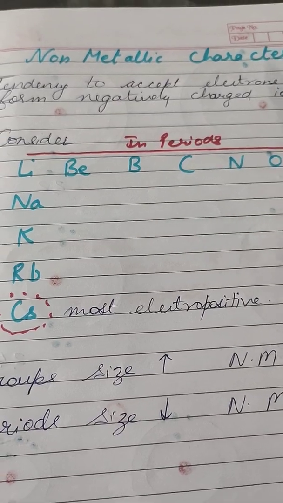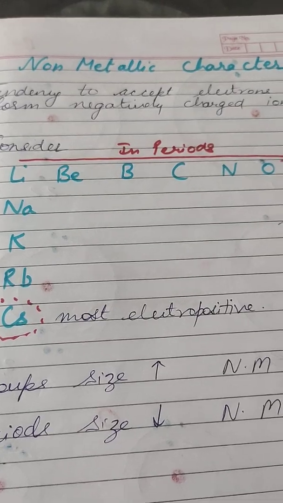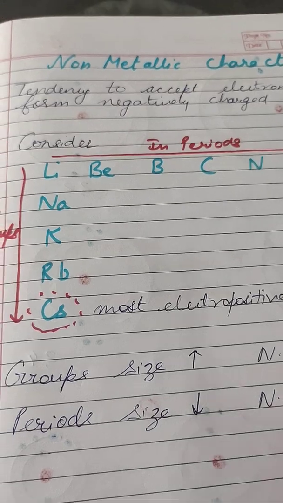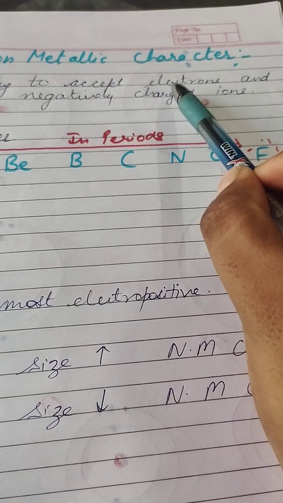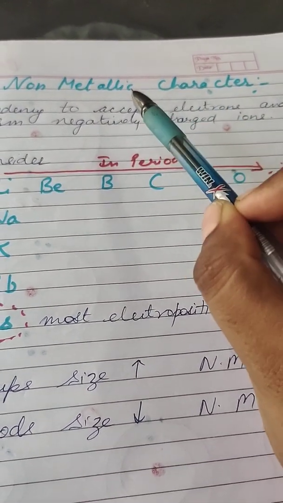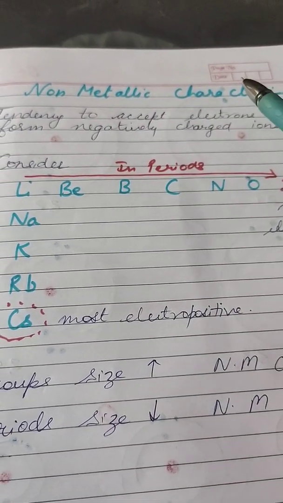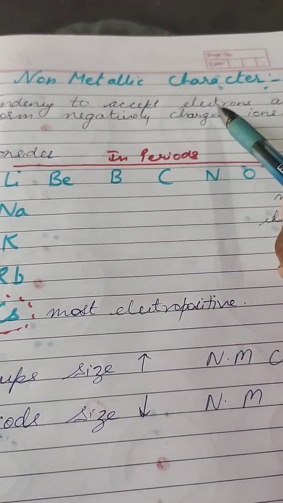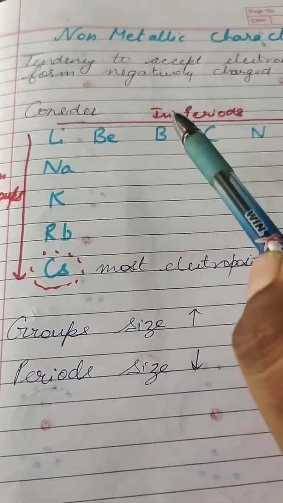Now let's have another trend, that is non-metallic character. So before studying this character in groups and periods, let's try to define what is non-metallic character. See, non-metallic character actually explains the tendency to accept electrons and form negatively charged ions. So it is opposite of metallic character. What we saw in metallic character, it has tendency to lose electrons, but in non-metallic character, it has tendency to accept electrons and form negatively charged ions. So here I have another example.